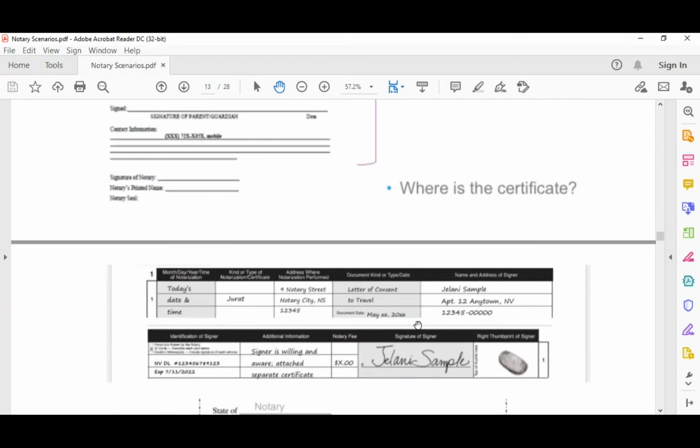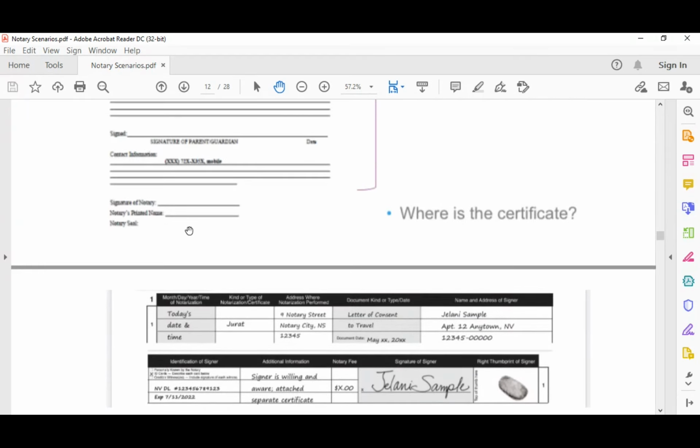Now I know you're saying, well, what do we put on this document? Well, what you're going to do is you're going to draw a line through this. You're going to initial it, and you're just going to write or stamp "See attached certificate." Okay.